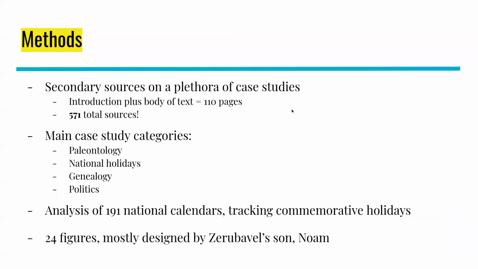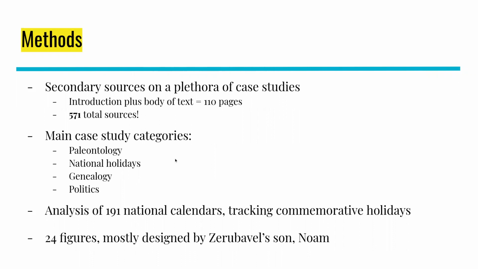His methods are using secondary resources through case studies. He uses 571 total sources, and the book's only 110 pages. So he really jams a lot of examples into these pages to explain how he identified patterns and then created the figures, which I'll go through. He has 24 figures in the book. I've included quite a few of them in this presentation that visually map out what's happening with social memory and different activities of social memory.